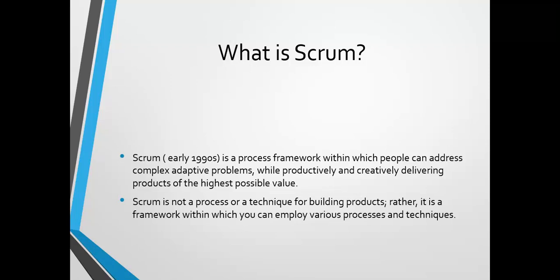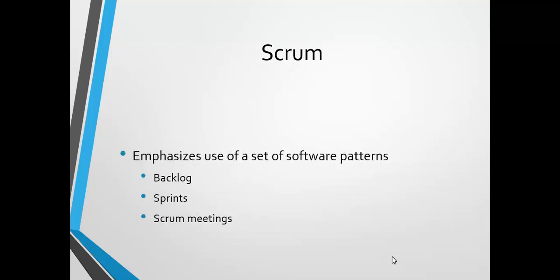Scrum, from the early 1990s, is a process framework within which people can address complex adaptive problems while productively and creatively delivering products of the highest possible value. Scrum is not a process or a technique for building products, rather it is a framework within which you can employ various processes and techniques. Scrum emphasizes the use of a set of software patterns: backlogs, sprints, Scrum meetings.